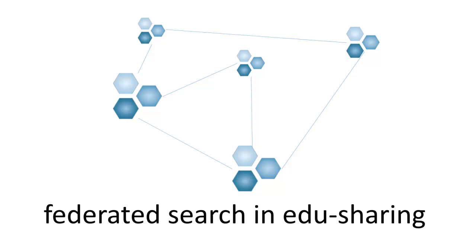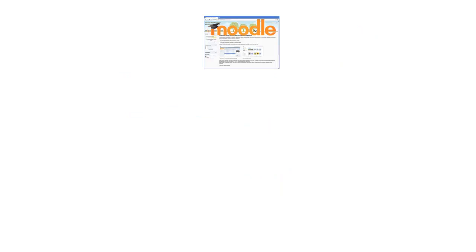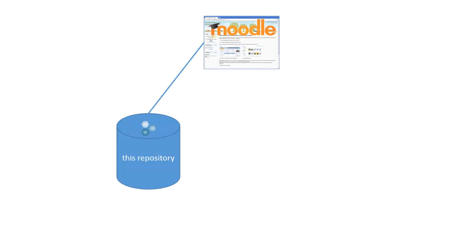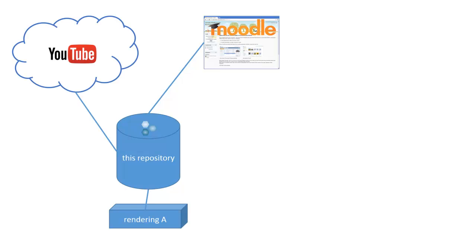Today we're going to have a look at the federated search within edu-sharing. So what are we dealing with today? What we have is an instance of Moodle which is connected to an edu-sharing repository which has its own rendering service we are going to refer to as rendering A. And this repository is connected to YouTube, so you can pull videos, or actually frame videos, from YouTube within your Moodle course, and you can find those YouTube videos using your edu-sharing search engine.